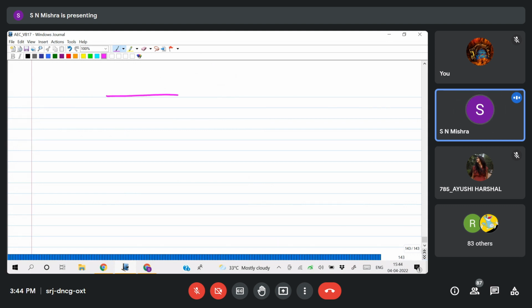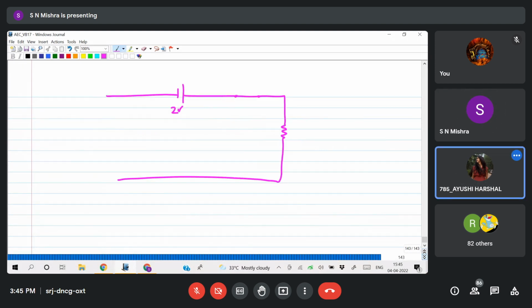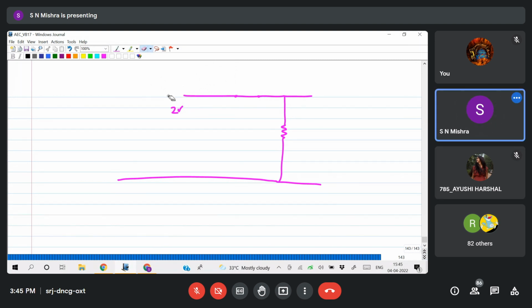Equivalent circuit, how much? Means how will it look like? Negative, positive, 2 volt remain same, then diode is short, then resistor. Vi less than, positive negative. 2 volt is positive to negative. Plus minus V naught R.